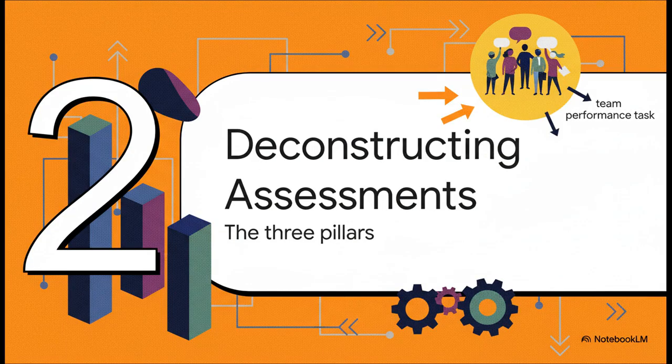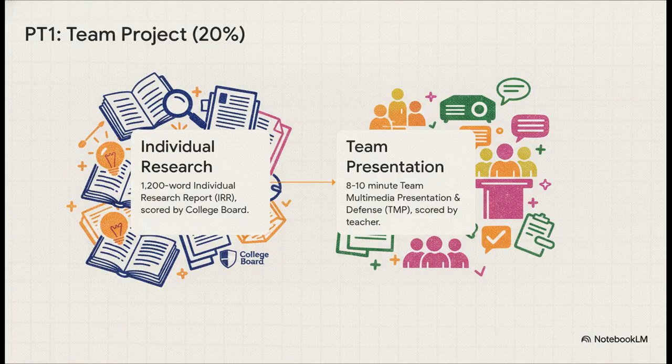Okay, so let's get into the nitty-gritty of those three pillars that make up the final score. Really understanding each part is the absolute first step to guiding your students. We're going to kick things off with the first major project they'll tackle, the team performance task. All right, performance task 1. It's worth 20% of their score, and it's a team effort with two distinct parts. First, each student writes their own 1,200-word individual research report, or IRR. Then they come together for a team multimedia presentation and defense.